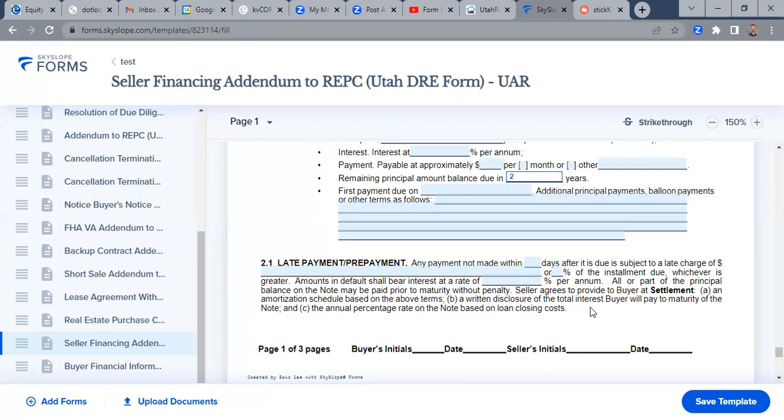All right. So right here, it says all or part of the principal balance on the note may be paid prior to maturity without penalty. That means there's no early payoff penalty. All right. Seller agrees to provide to buyer at settlement an amortization schedule based on the above terms.